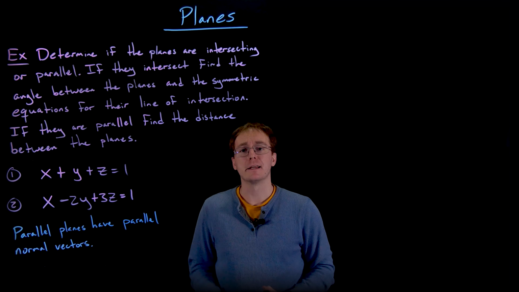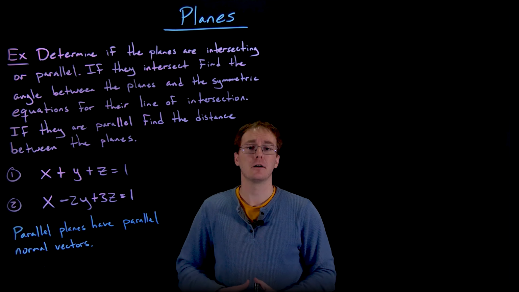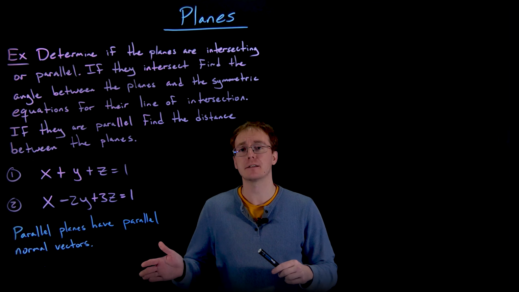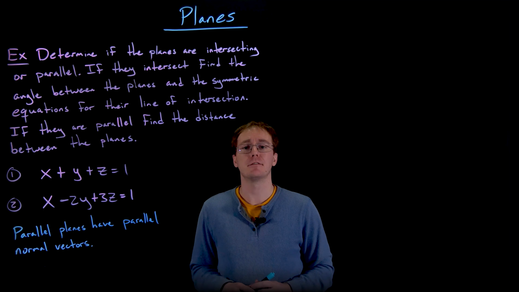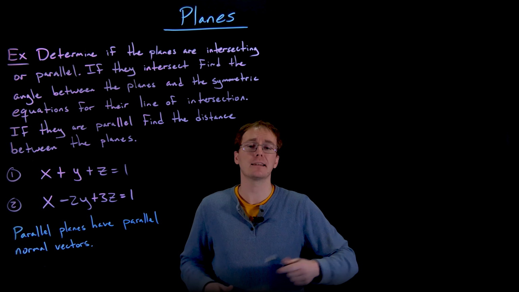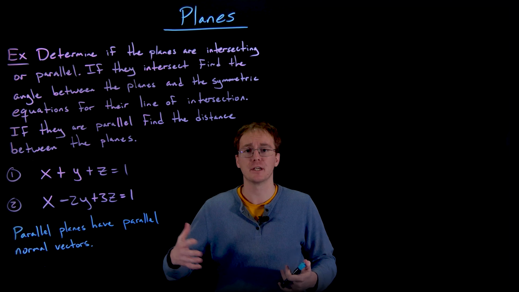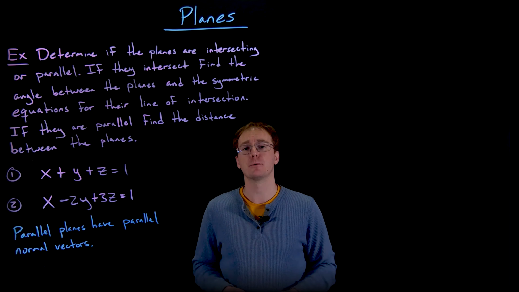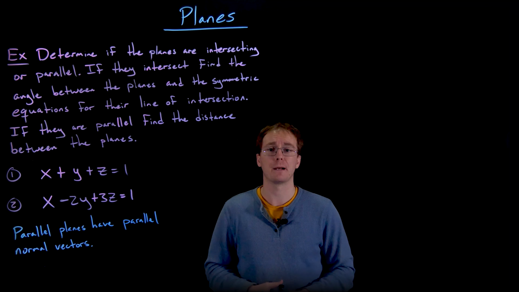And so parallel planes are also going to have parallel normal vectors, and we can determine if a vector is parallel to another vector just by checking to see if the one vector is a constant multiple of the other vector. So can we take that first vector and multiply it by 3 or negative 1/2 and turn it into the other vector? If it's possible to do that, then those two vectors are parallel.